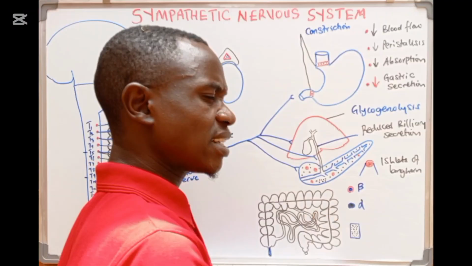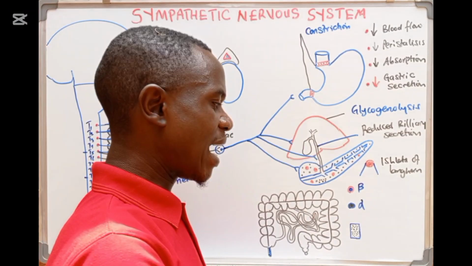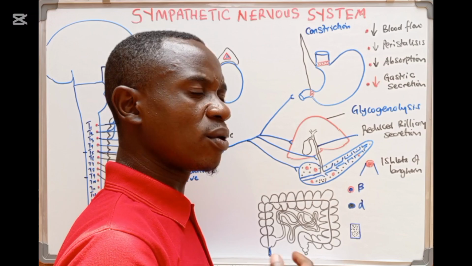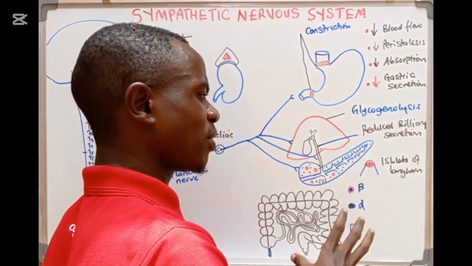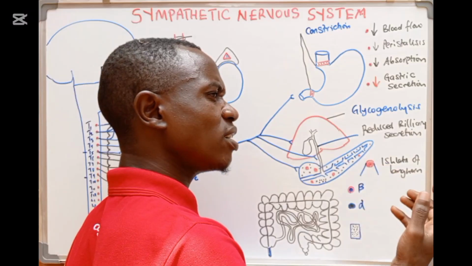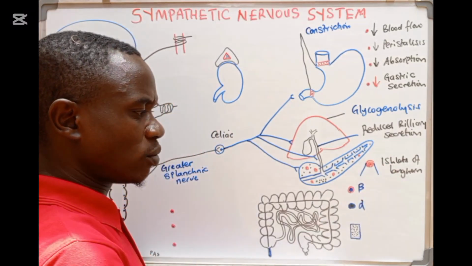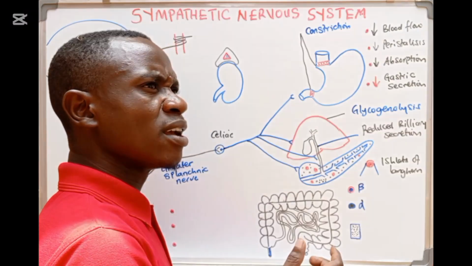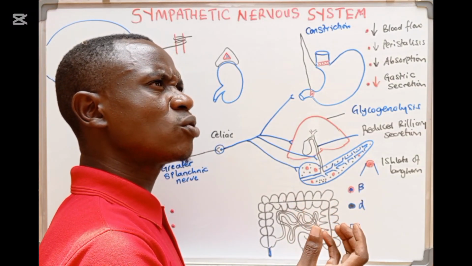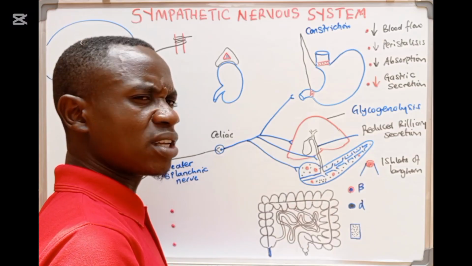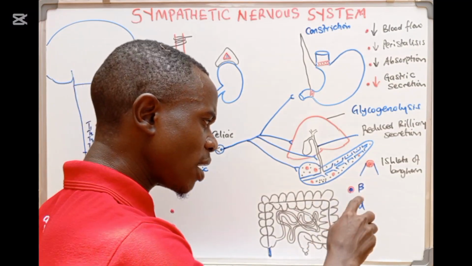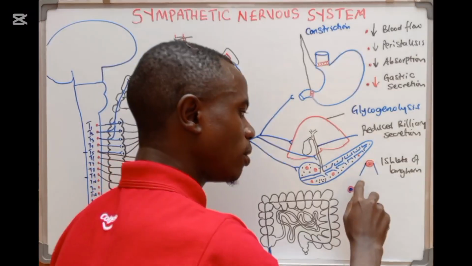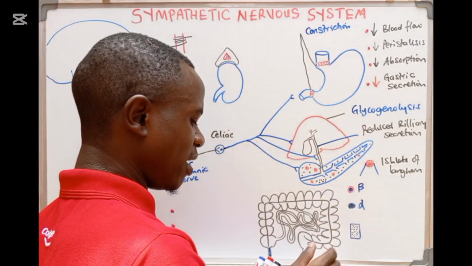You have to know that the beta cells produce what we call insulin, and the alpha cells produce what we call glucagon. So now, in this sympathetic effect, do we need more insulin, or do we need to inhibit the beta cells? Because insulin is going to reduce glucose in our circulation. That means we need to block the production of insulin by these beta cells.